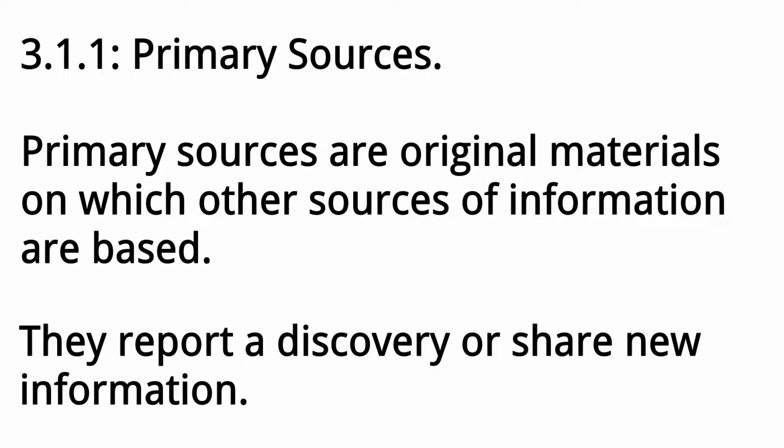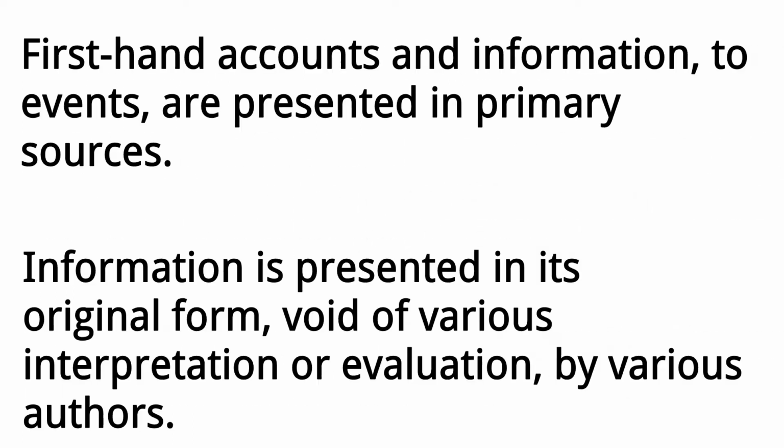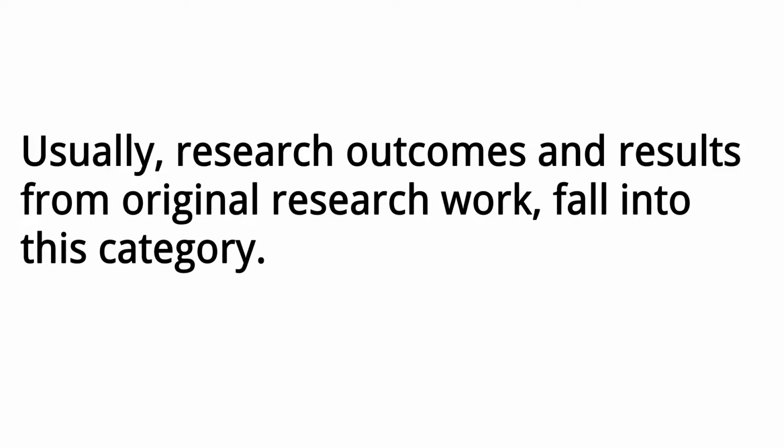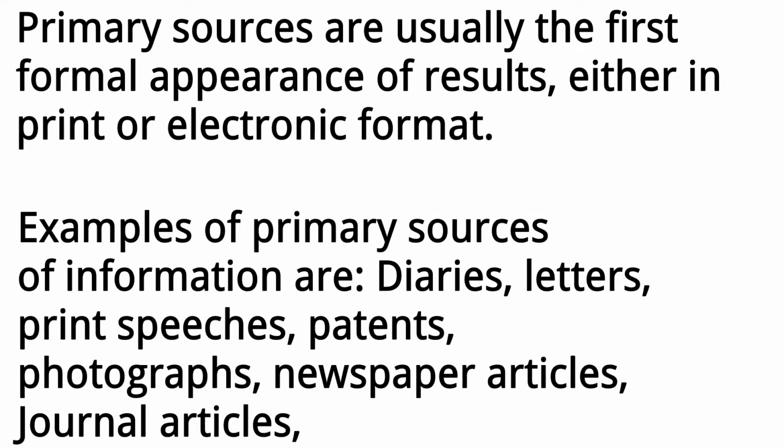3.1.1. Primary Sources. Primary sources are original materials on which other sources of information are based. They report a discovery or share new information. First-hand accounts and information on events are presented in primary sources. Information is presented in its original form, void of interpretation or evaluation by various authors. Usually, research outcomes and results from original research work fall into this category. Primary sources are usually the first formal appearance of results, either in print or electronic format.